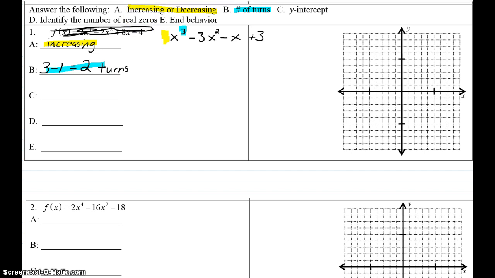Now we're going to look at the y-intercept. The y-intercept is determined by the constant at the end. That's a 3, so we're going to be able to graph that. So our y-intercept is 3. This is the first point that we can actually put on our graph. Let's change color.